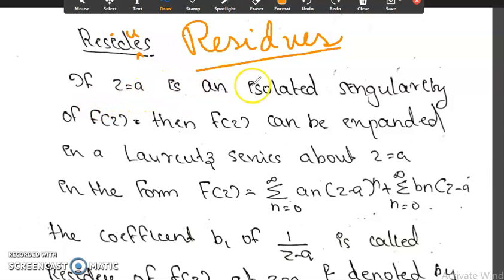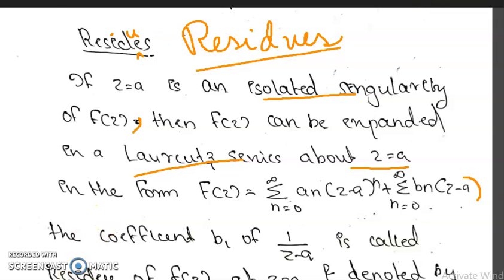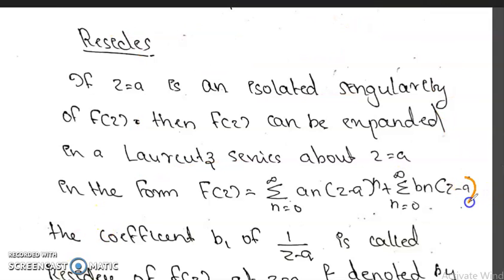If z is equal to a is an isolated singularity of f of z, then f of z can be expanded in a Laurent series about z is equal to a in the form f of z equal to summation n equal to 0 to infinity a n into z minus a whole raised to n, plus summation n equal to 0 to infinity b n into z minus a whole raised to minus n. This is positive power of n, and this is whole power minus n, negative power.